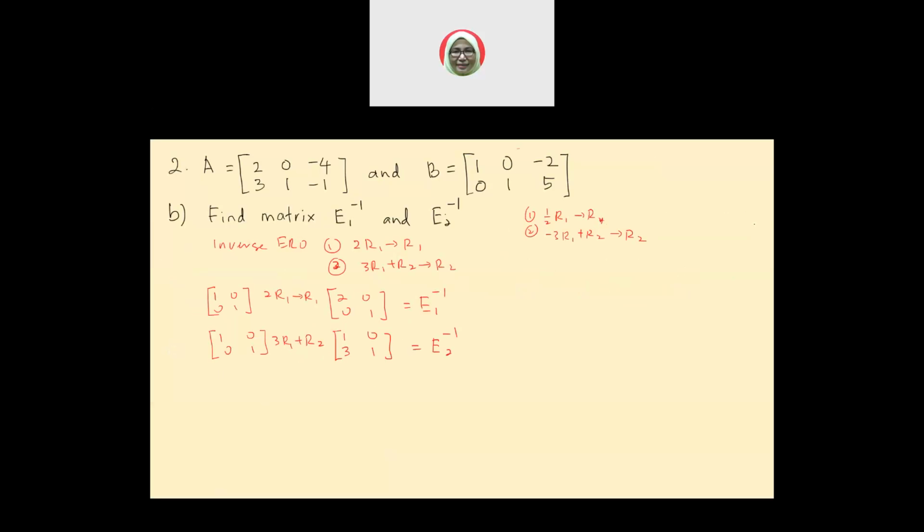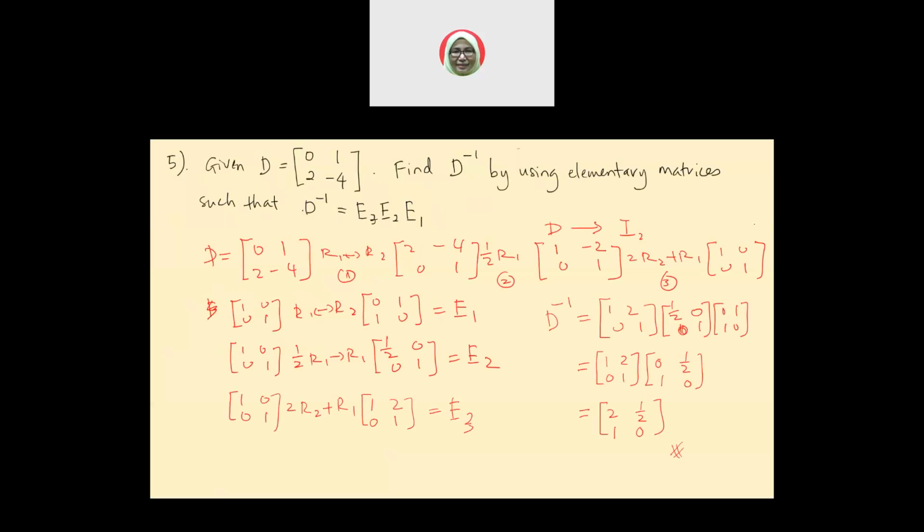To find matrix E1 inverse and E2 inverse, from the arrows in the previous question 2A, we get the inverse arrows: 2R1, and 3R1 plus R2. Apply these two inverse arrows on the 2 by 2 identity matrix. The resulting matrices are E1 inverse and E2 inverse.